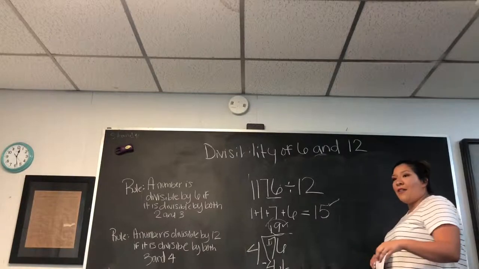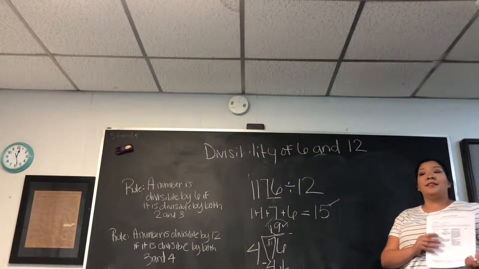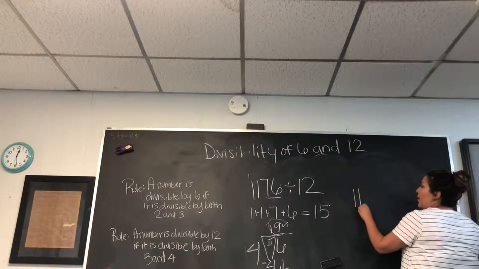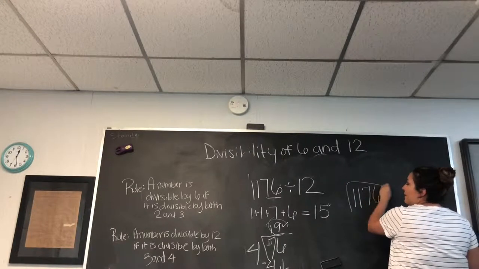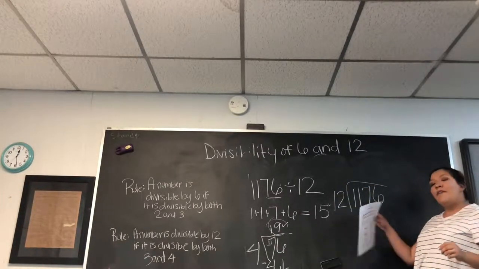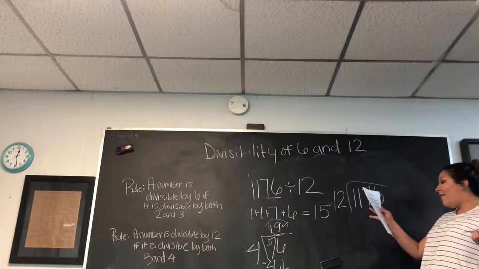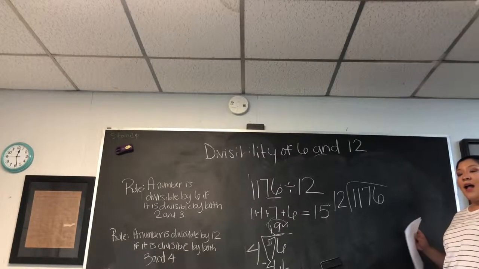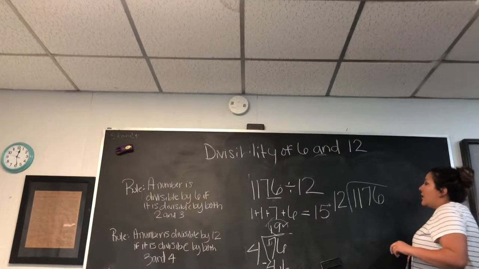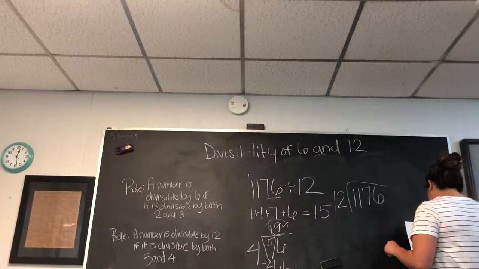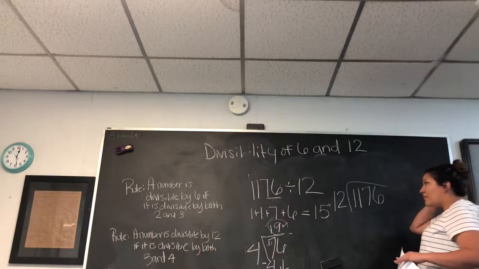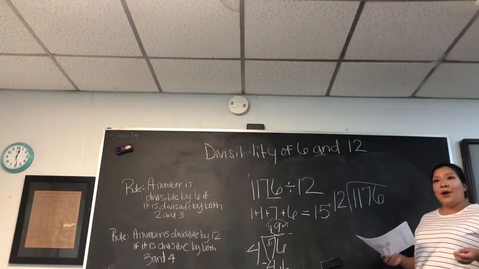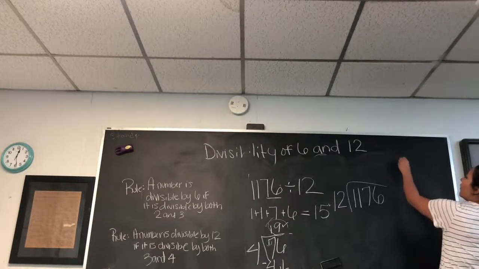So now that we know that 1,176 is divisible by 12, let's work it out. 1,176 divided by 12. Can 12 go into 1? No. 11? No. What about 117? Well, yeah, but how many times? Okay, what is 12 times, what do y'all wanna do? Wanna try it out on the board? Let's try it out. Let's do our multiplication.